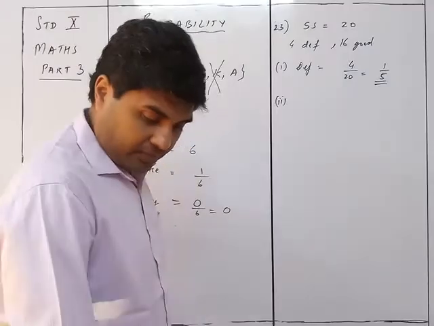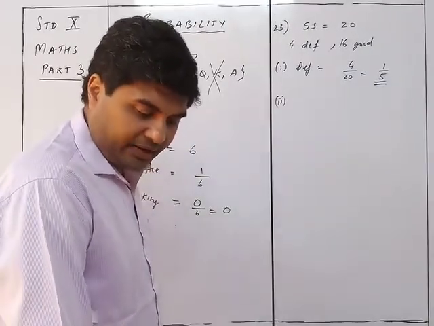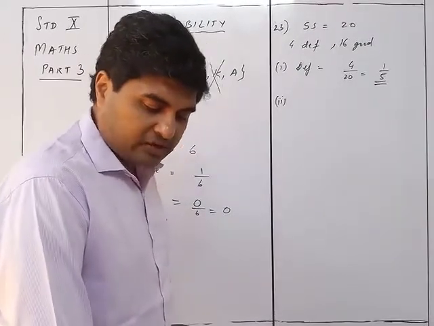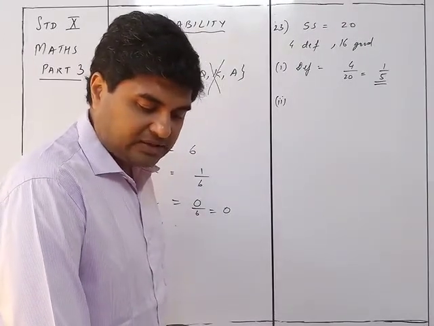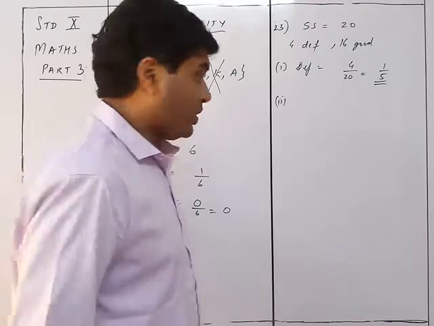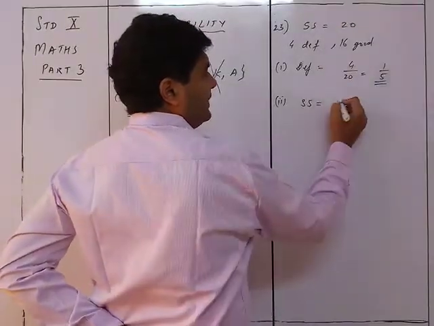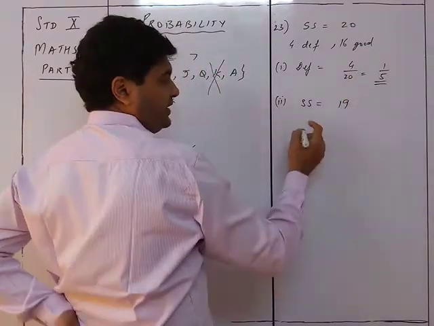Second case, suppose the pen drawn is defective and is not replaced. So now one more pen is drawn at random from the rest. What is the probability that the pen is defective or not? So now in the second case, the sample space is not 20 but 19, because one defective pen is already taken out.